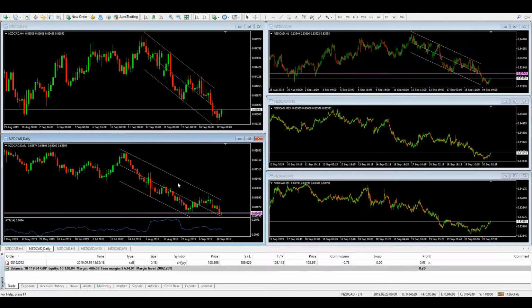And you can see how a lot of the time how quick the decision's made on some of these pairs. If it's not there, it's not there. There's nothing that you can really do to force the trade. It's going to do what it wants to do.